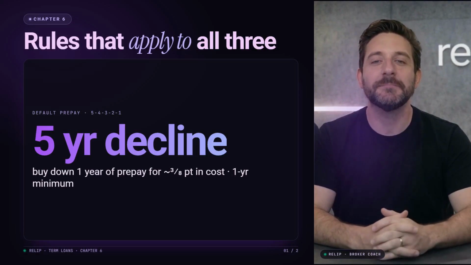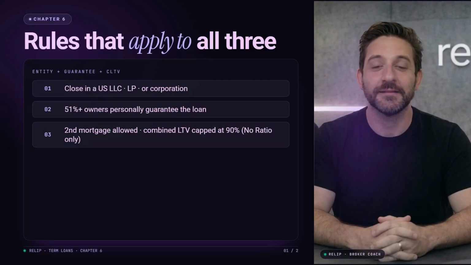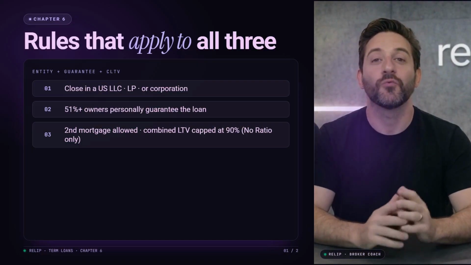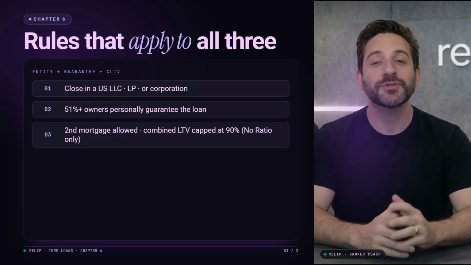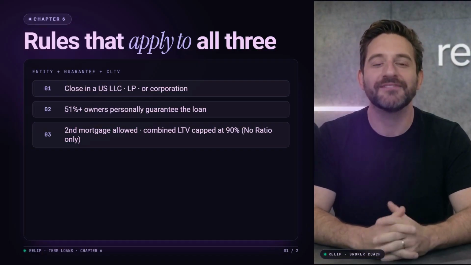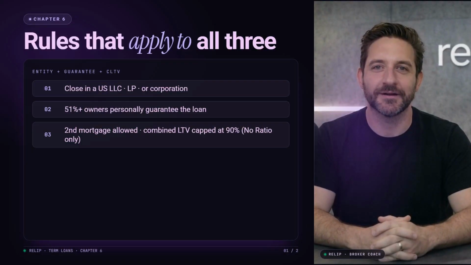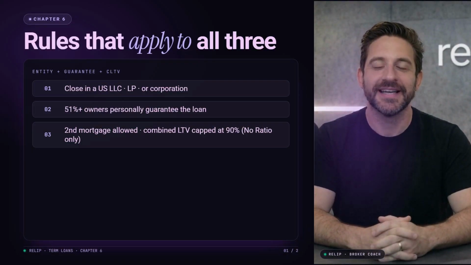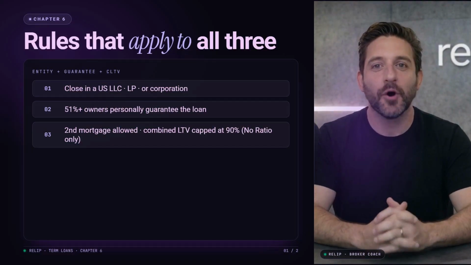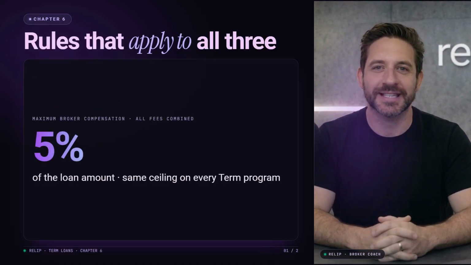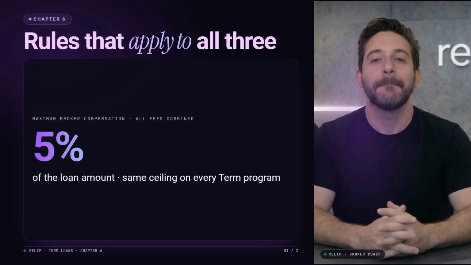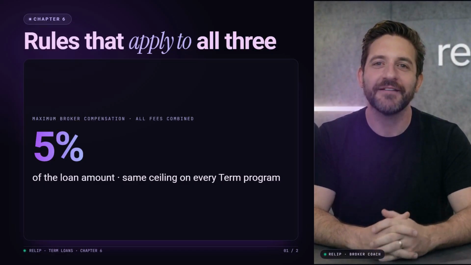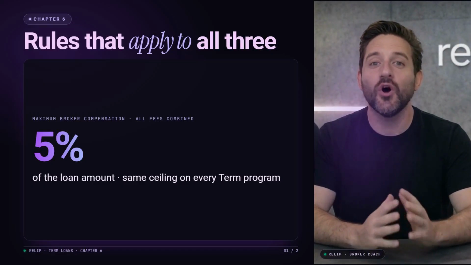The borrower closes in a business entity, an LLC, a limited partnership, or a corporation registered in the United States. Members who own 51% or more of that entity personally guarantee the loan. That's the same on every program we offer, not just term. If there's a second mortgage on the property, the combined LTV across both loans caps at 90%. This only applies to the no-ratio programs. And finally, maximum broker compensation is 5% of the loan amount, including all fees combined.